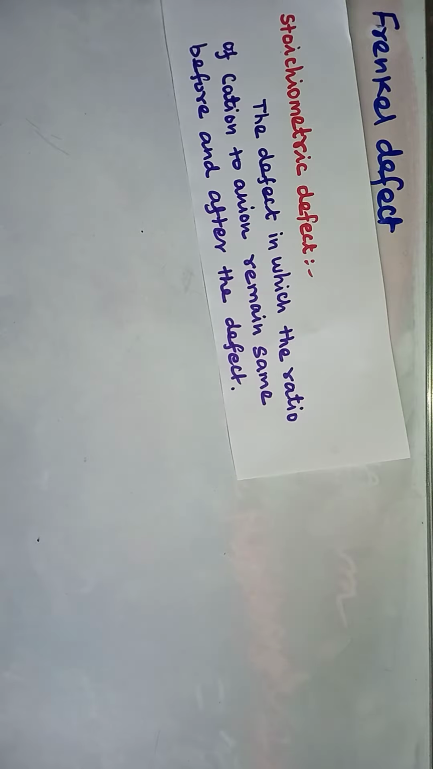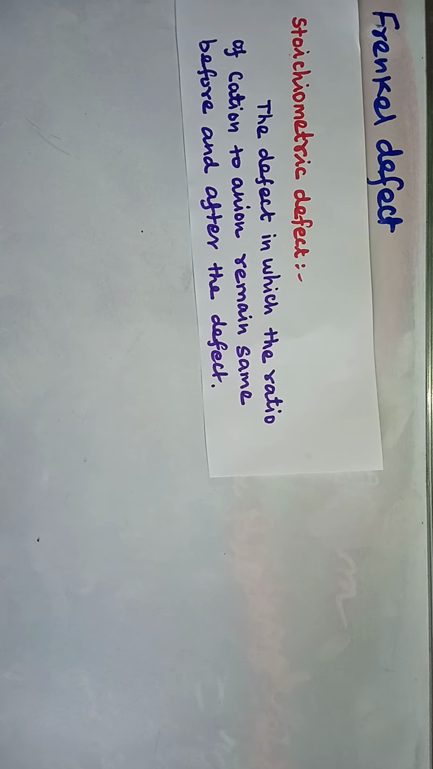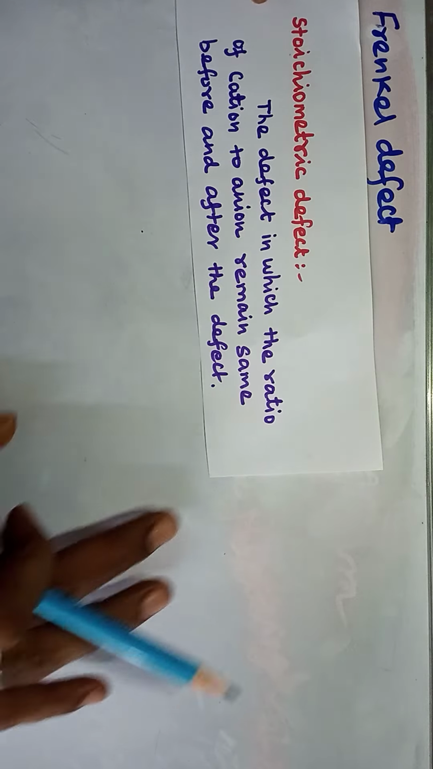The stoichiometric defect is the defect in which the ratio of the cation to anion remains the same before and after the defect. It is called a stoichiometric defect.